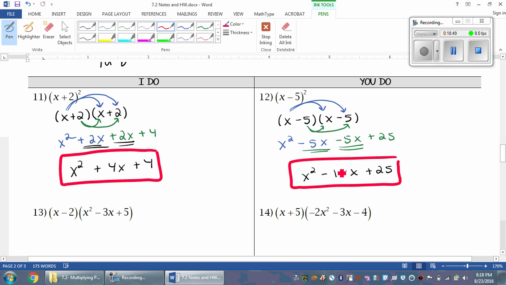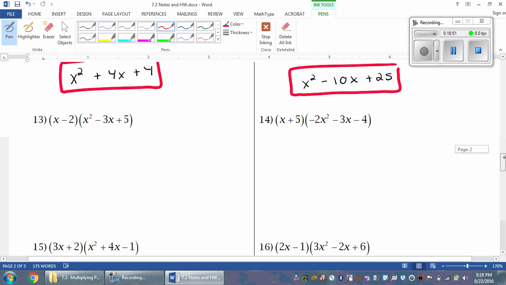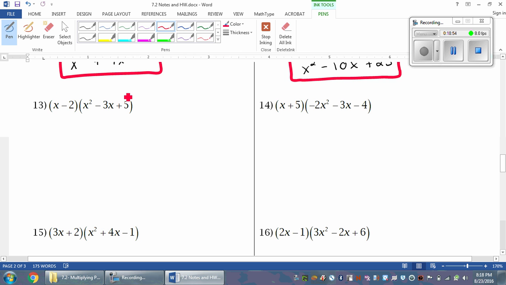Alright, we're going to go through some challenge questions. If you notice, 13 is just a binomial times a trinomial. The only difference is we just have to distribute to all three terms in the parentheses instead of two of them like we did. So first we're going to distribute this x. X times x squared. Remember, we add the exponents. So I keep the same base, add the exponents, 1 plus 2 is 3. X times negative 3x is negative 3x squared. And then I have to distribute that x to that positive 5. X times 5 is positive 5x.